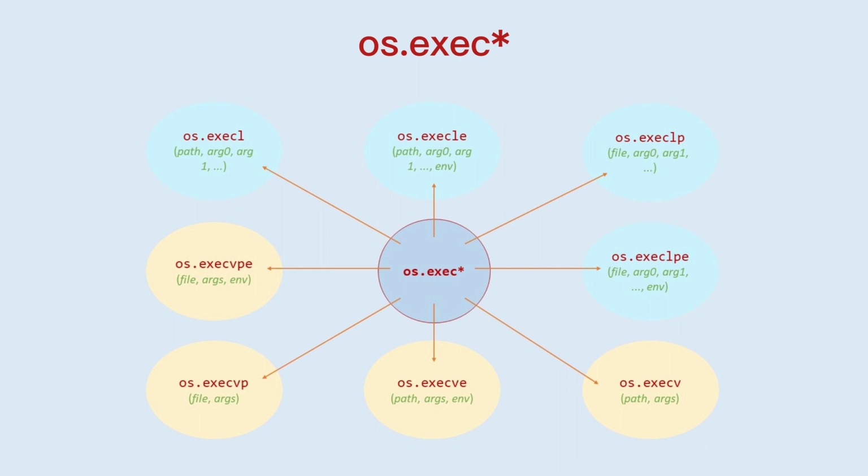The variants which include a p near the end will use the PATH environment variable to locate the program file. The env parameter must be a mapping which is used to define the environment variables for the new process.